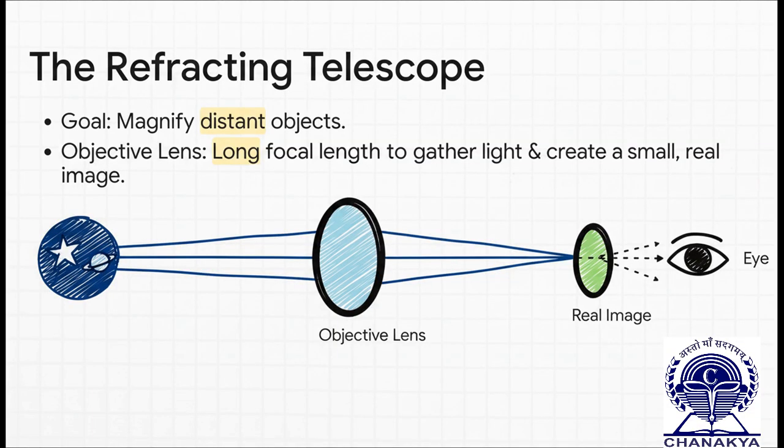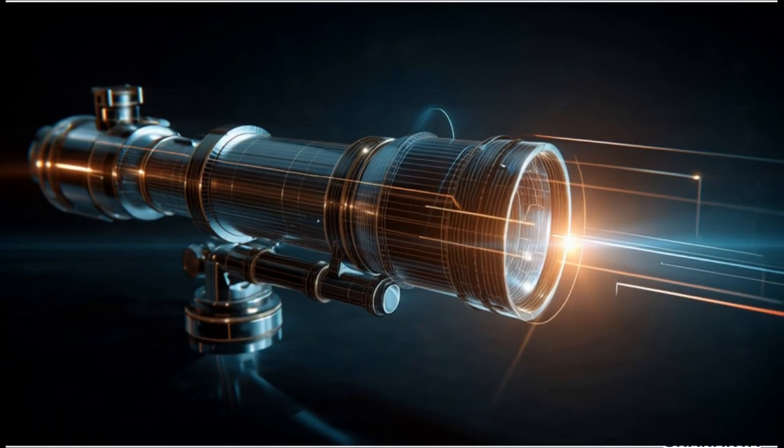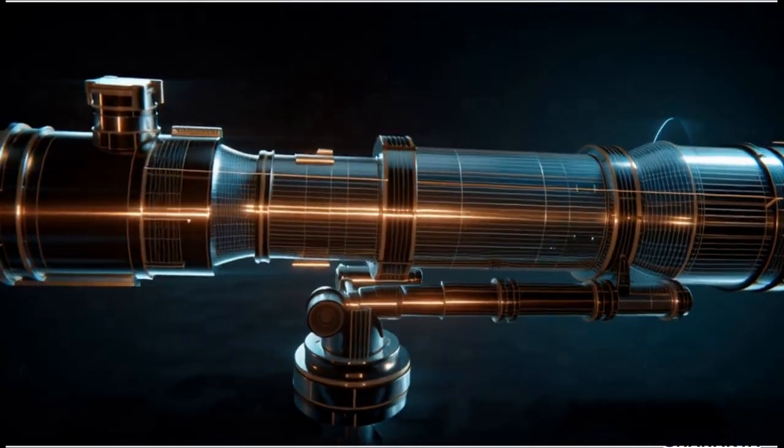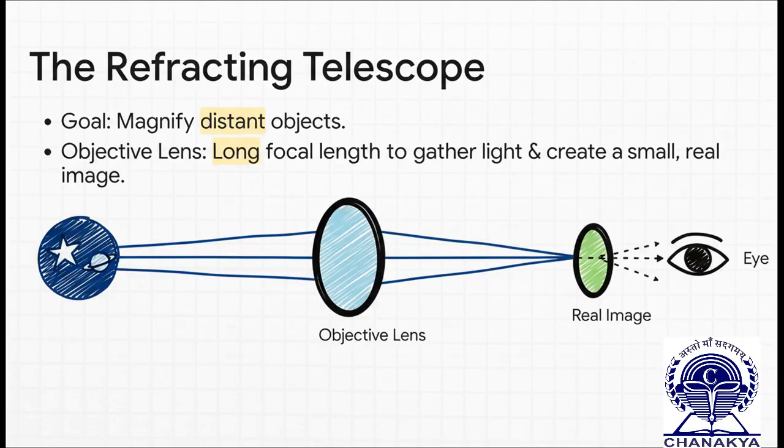It also uses two lenses, but the objective lens is totally different. Its job is to see faint things that are incredibly far away. So it has a really long focal length and a big, wide opening. Its main purpose isn't really to magnify, but to be a giant light bucket, to gather as much faint light as it possibly can and focus it into a small, bright image. Then, just like the microscope, the eyepiece magnifies that little bright image for you.